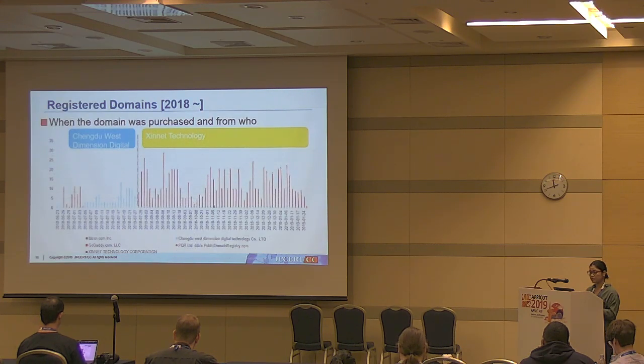Okay, so we also investigated the result. We based it on the WHOIS database, on when the domain was purchased and from whom. This is actually really good to see: until July 27th, 2019, the attacker seems to have purchased domain names from Chengdu West Dimension Digital. After that, they just shifted to Synnet Technology.